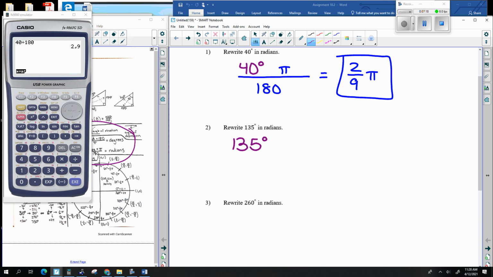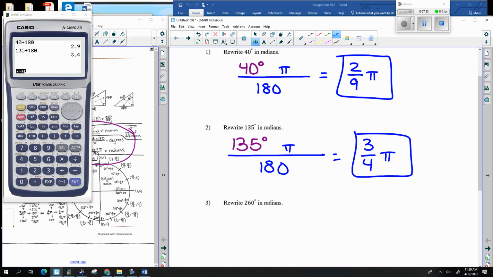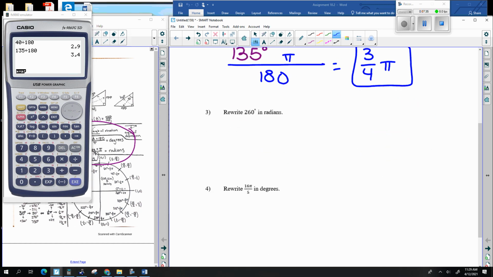135 degrees, turn that into radians. So again, I divide by 180. Three-fourths. 216.